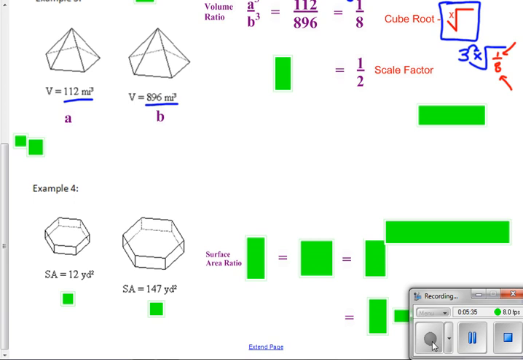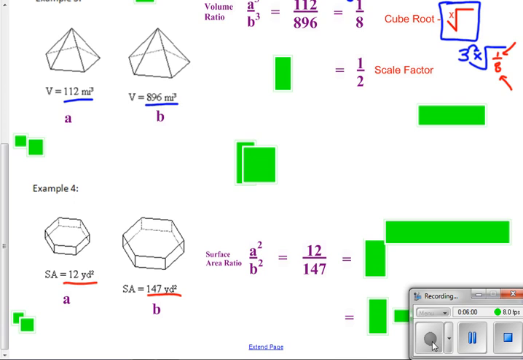Slightly different in example 4. Again, name your figures. We'd have A and B. The thing that we'd want to note here is that our surface area is going to be squared, so units squared when you're dealing with surface area. So now we'd have A squared over B squared versus A cubed over B cubed. We're using that because the measurements given are dealing with area. So I'll go ahead and put the area down, 12 over 147.